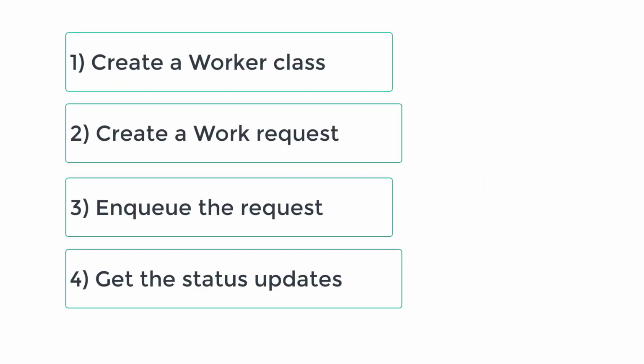These are the 4 basic steps of scheduling a task using WorkManager. Create a subclass of the worker class, create a work request, enqueue the request, and finally get the status updates. During the next lesson, let's schedule our first task using WorkManager.